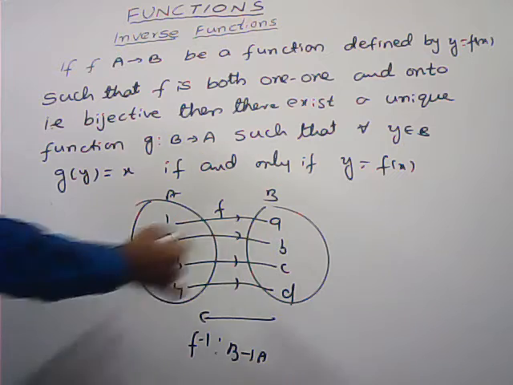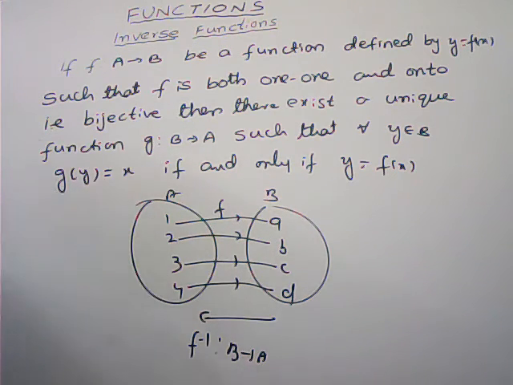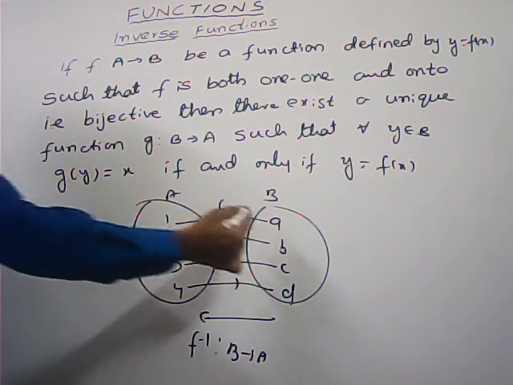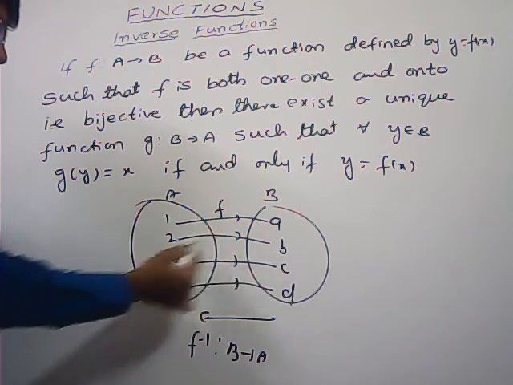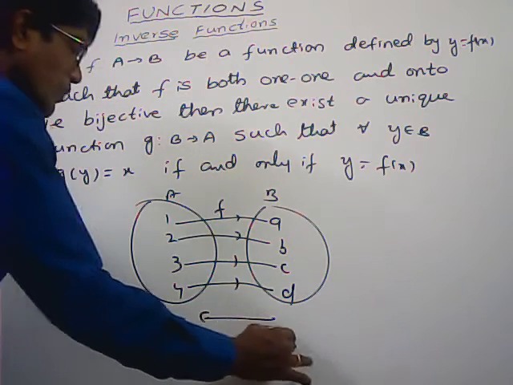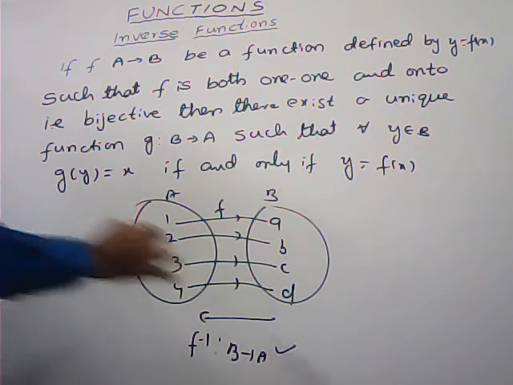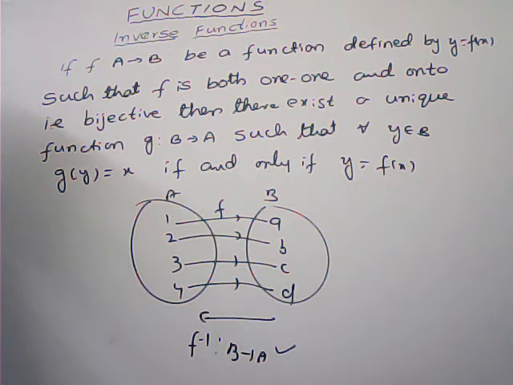And here, for each y belongs to B, g of y equals x. Here, f inverse of a equals 1, f inverse of b equals 2, f inverse of c equals 3, f inverse of d equals 4. So, this one we say inverse function, f inverse mapping. Here, f is mapping from A to B, f inverse is mapping from B to A.